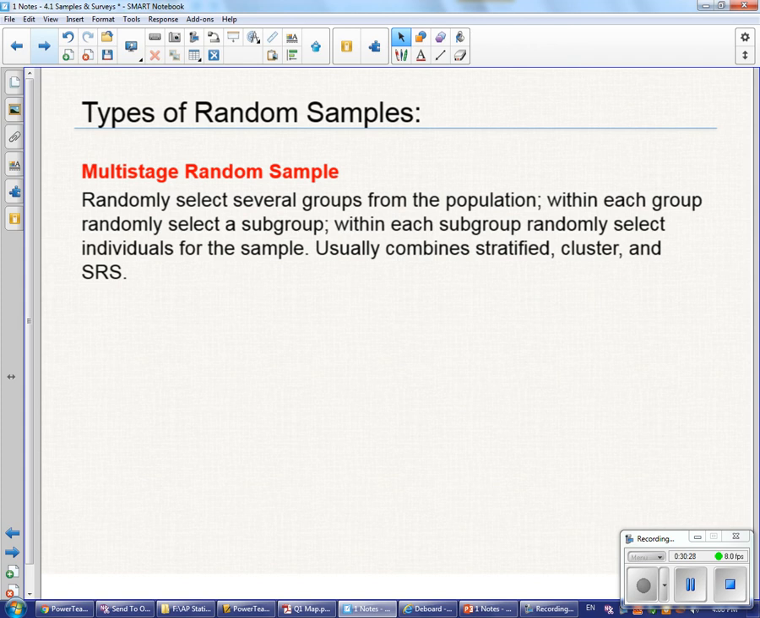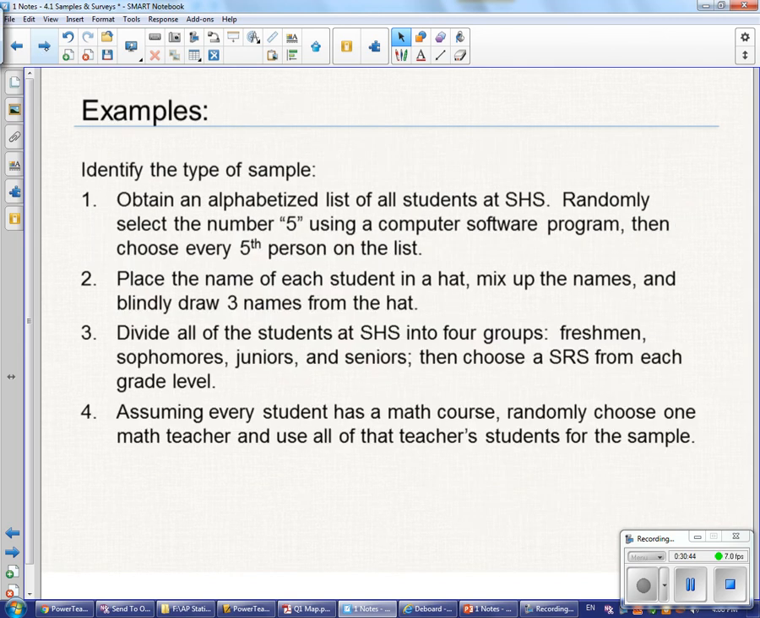We randomly select several groups from a population, and then within each group we randomly select a subgroup, and then within each subgroup we randomly select individuals for the sample. So it's usually a combination of stratified, cluster, and simple random samples. Like I said, we don't really spend a lot of time talking about multi-stage samples in this course, but it is a type of design.